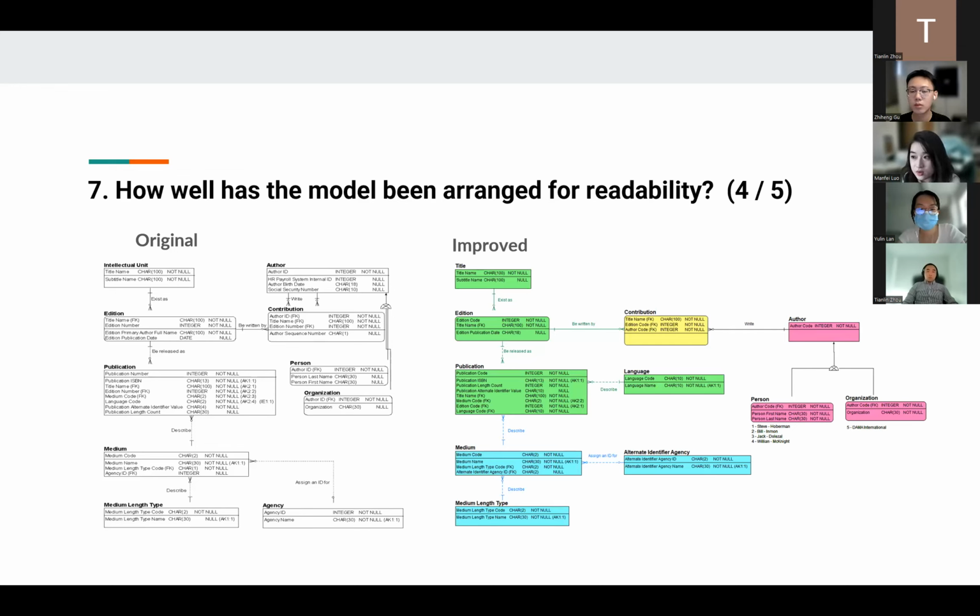Originally, the model was not in a frame. It did not use any colors and the lines are tangled. However, the model does have alignment to the left with bold entity names and supertypes above subtypes. Therefore, we give it a 4 out of 5. We made some adjustments and the final model looks like the right picture, without tangled lines and with colors coded by entity category. Next slide, please.